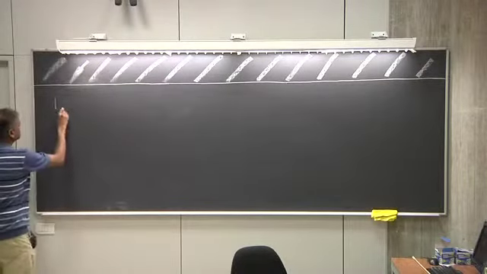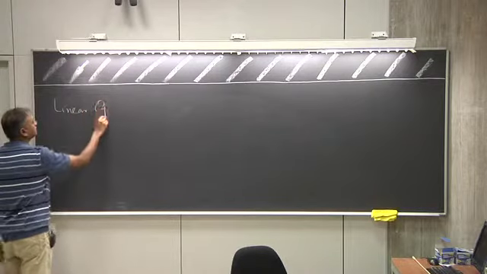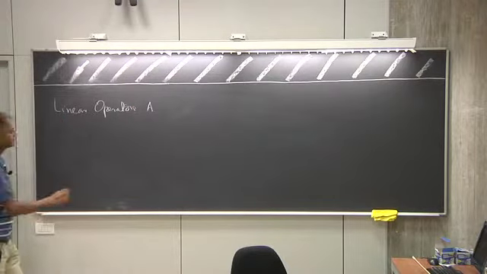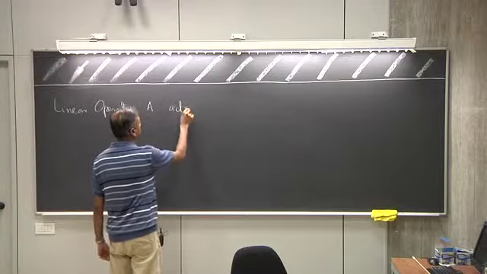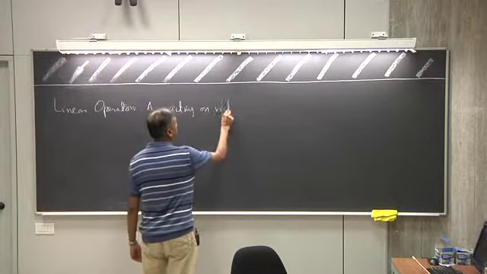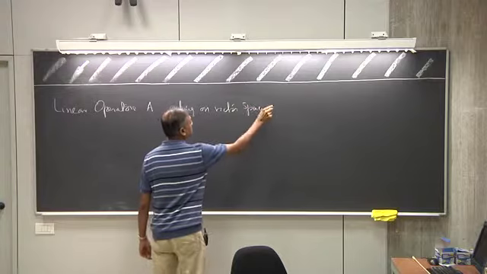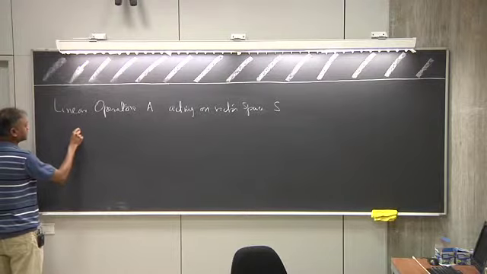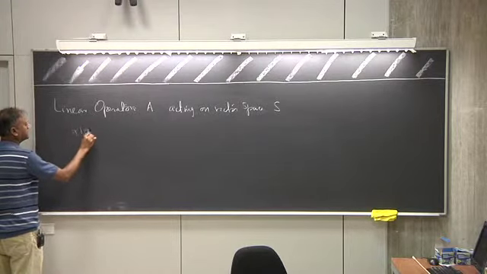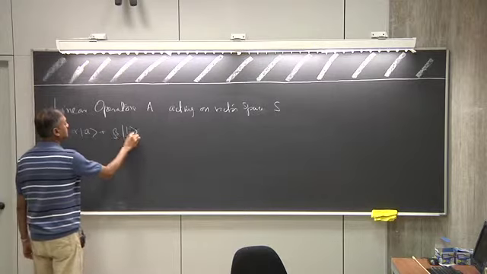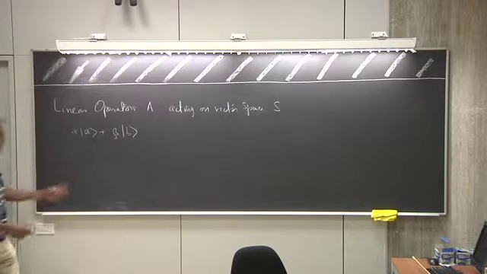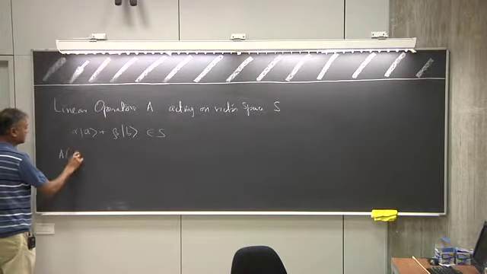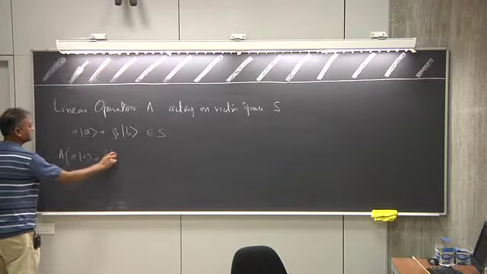So linear operator, let me just again remind you what was the definition. Let's say there's an operator A acting on a vector space, let's say S. So linear means what? What it means is that if I take two vectors, alpha A plus beta B, where A and B belong to S, obviously this also belongs to S. So the action of A acting on alpha A plus beta B.